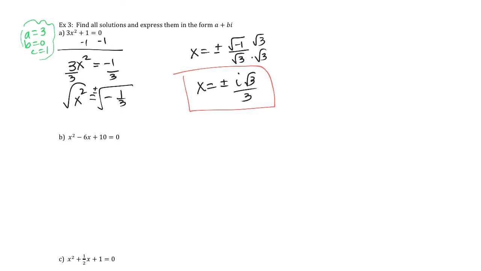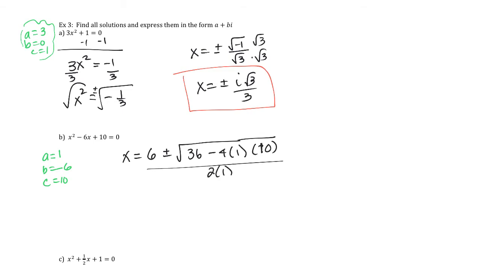Okay, moving on. Here we do have 3 terms, so I'm going to use quadratic formula. A is 1, b is negative 6, and c is 10. So x is equal to the opposite of b, so 6 plus or minus square root of b squared. Negative 6 squared is 36, minus 4 times a times c, which is 10.